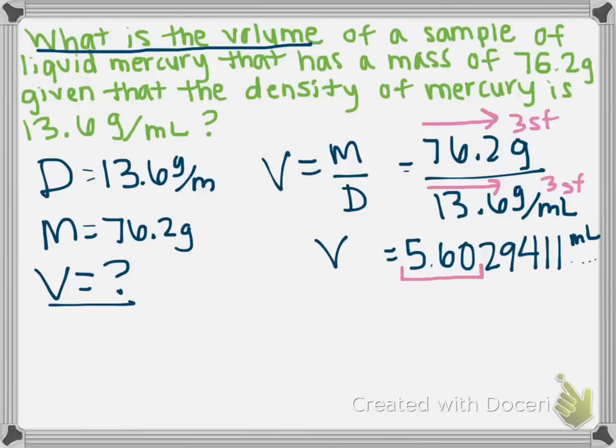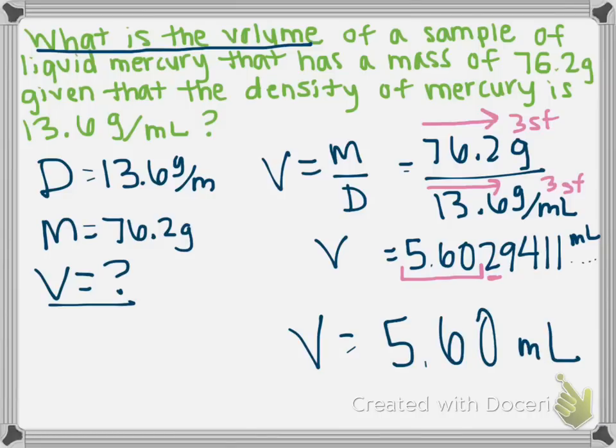Alright, I could put 5.60, but I need to look at the next number, that 2. Is that going to round up the 0? Well, it's below 5, so it is not going to round it up. So my final answer is going to be volume equals 5.60 milliliters. Okay? That is all.